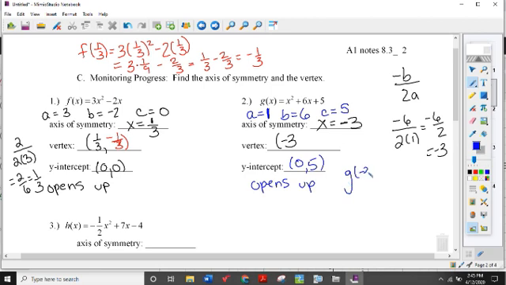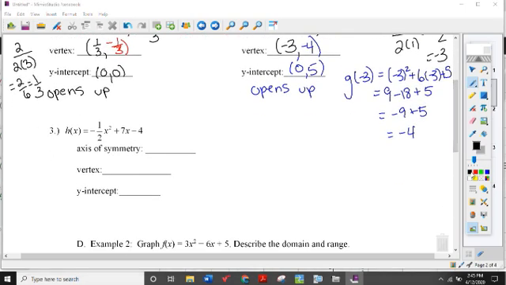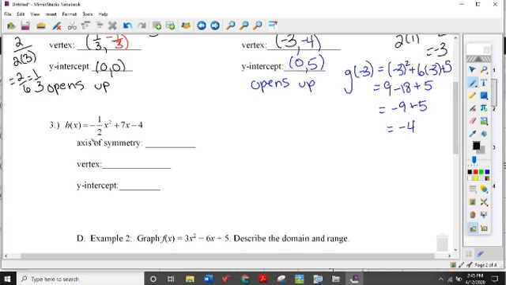Now substitute negative 3 into your original function and evaluate it to figure out what the y value would be at negative 3. So the y value is negative 4. And sometimes you're going to have fractions for a, b, and c. So in number 3, a is negative 1/2, b is positive 7, and c is negative 4.